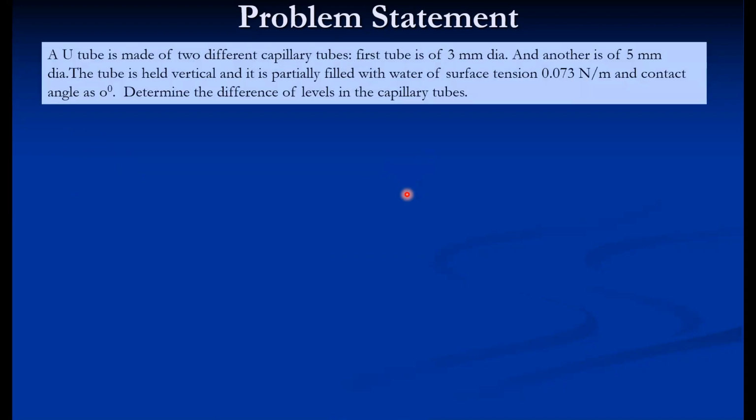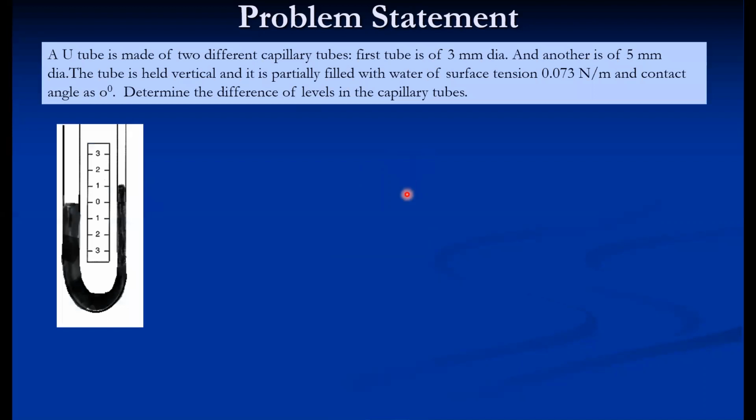The second problem is a U-tube manometer made up of 2 different capillary tubes. One is of 3 mm diameter, and the other is 5 mm diameter. The tube is held vertical, and it is partially filled with water of given surface tension, and the contact angle is again 0 degrees. Determine the difference in level in the capillary. So the difference we have to calculate.